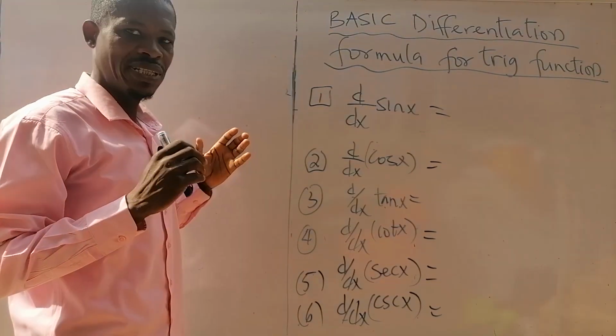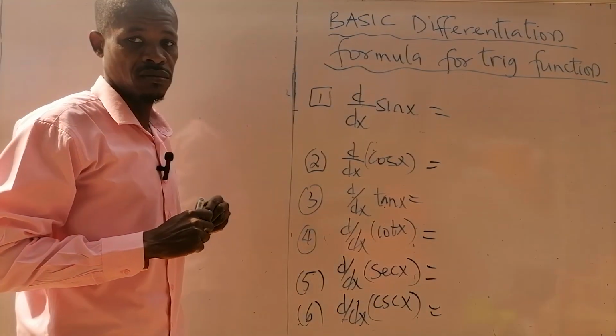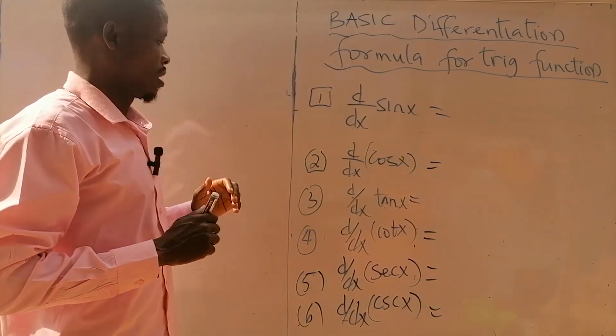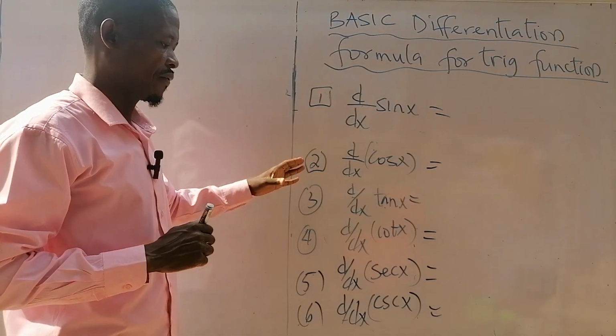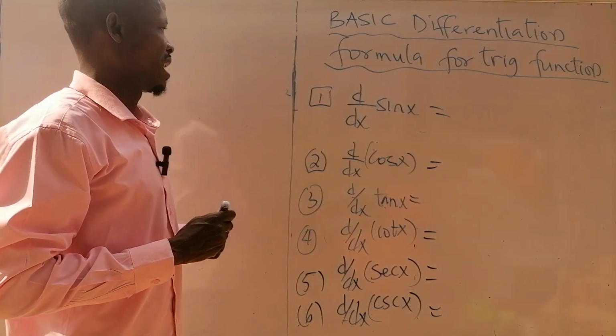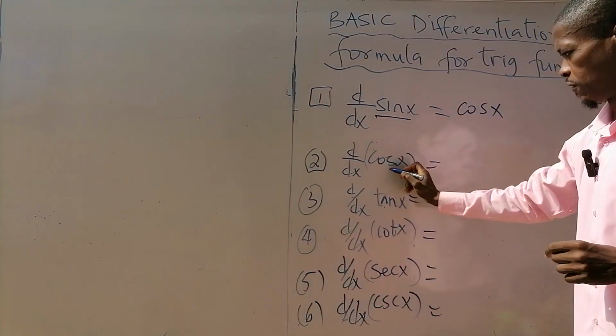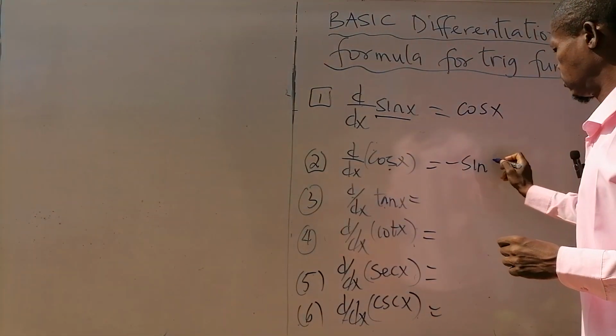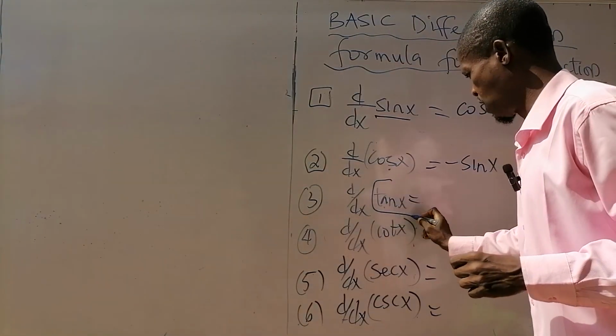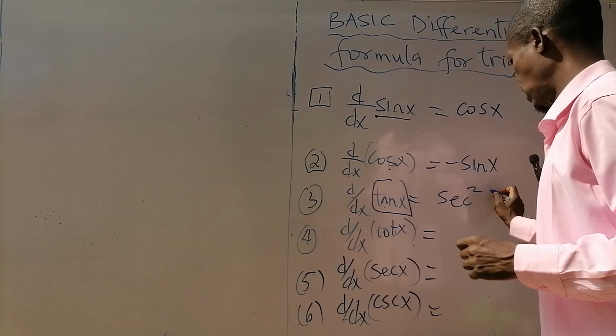We are looking at basic differentiation formulas for trig functions. I'm going to prove a few of them. Okay. The derivative of sine is cos x. The derivative of cos is minus sine x. The derivative of tan, which I'm going to prove for us, is sec square x.